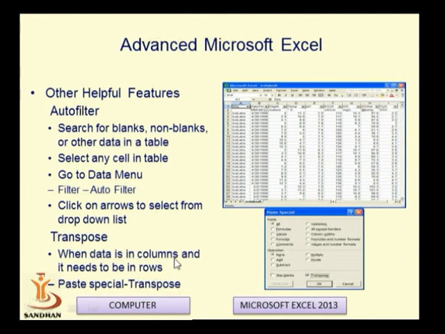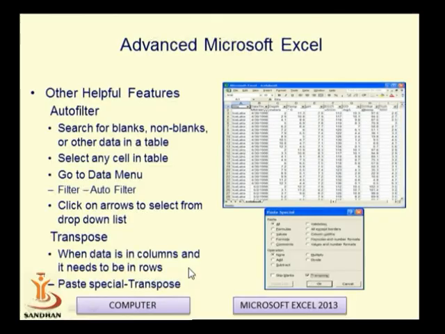When the data is in a column and needs to be in a row, you have to use the paste special command that we have seen earlier. This will be shown in advanced Microsoft Excel. You can also use advanced filter. Auto filter by default takes filtering as per your conditions. In advanced filter, you can write some formulas, and you will find that more options are available. So you can use those options of advanced filtering.